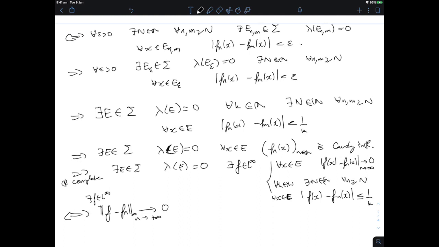So we've finished proving that L infinity is complete with respect to its norm, and that concludes the global proof that L^p for every value of p, finite or infinite, has to be a Banach space.